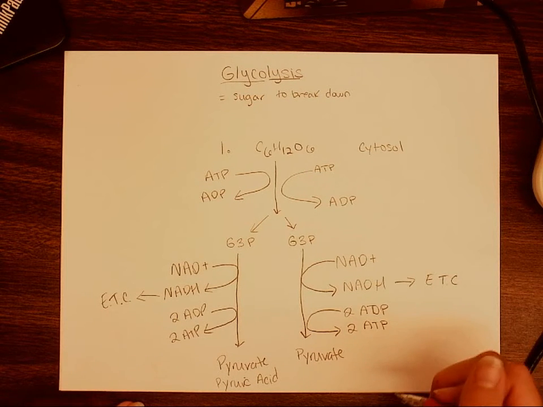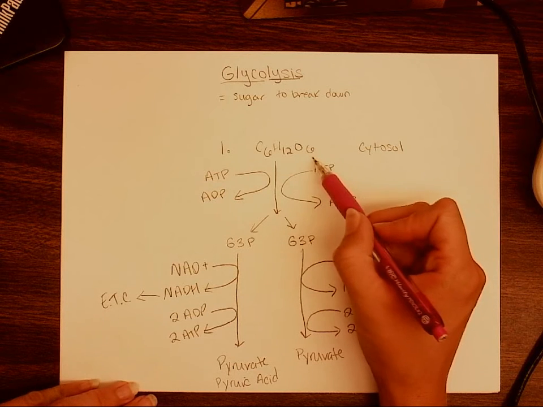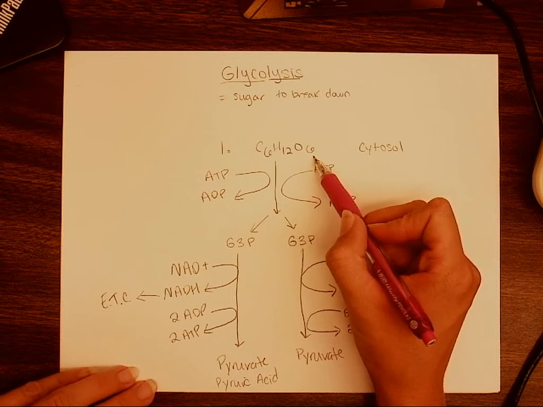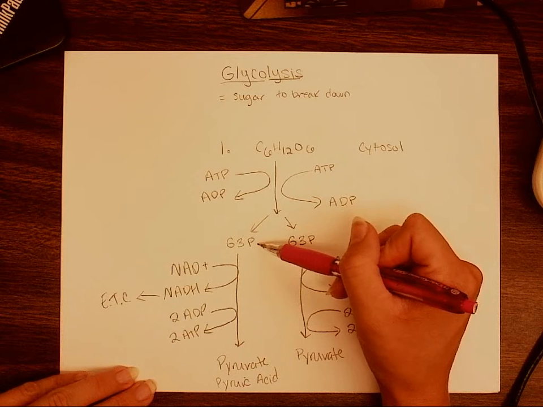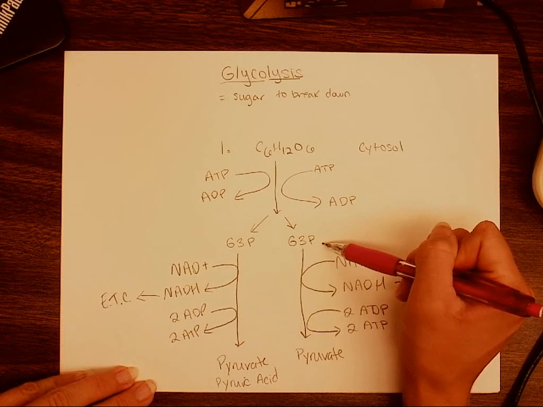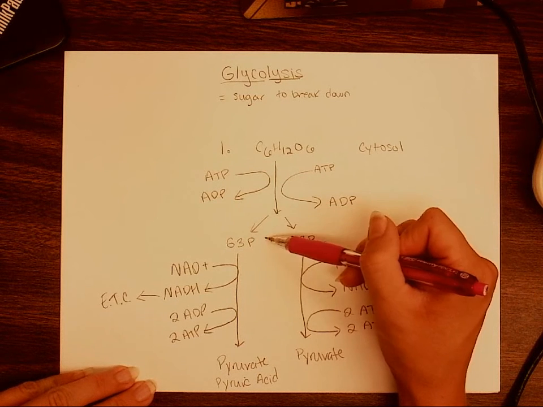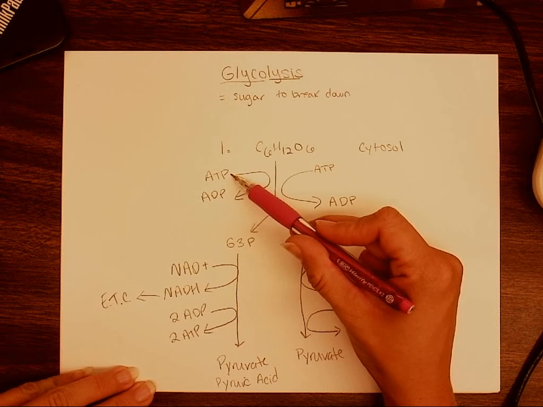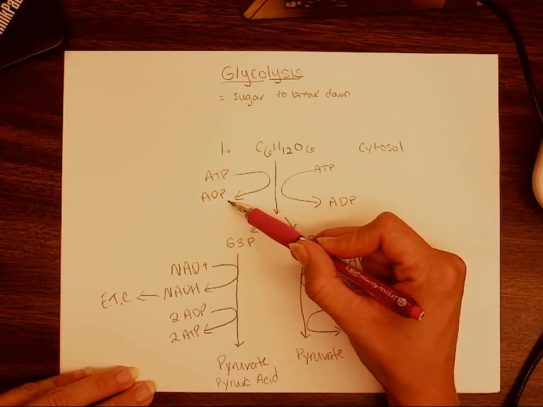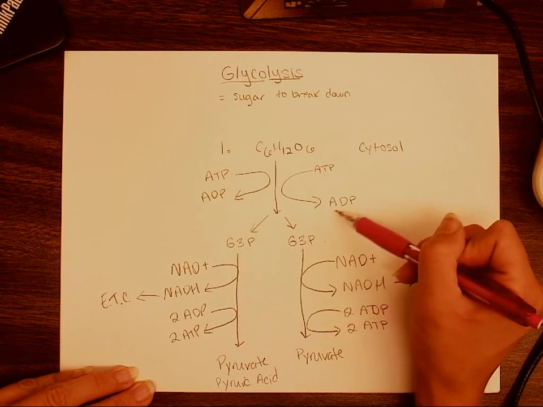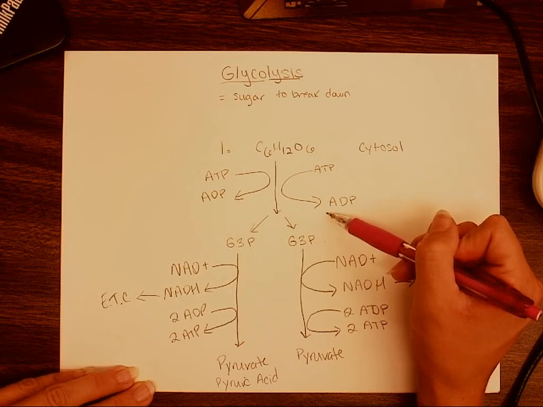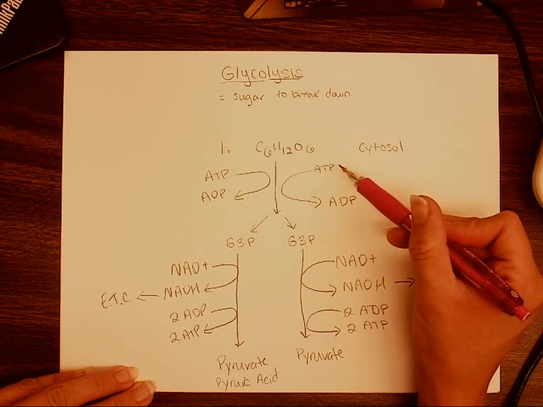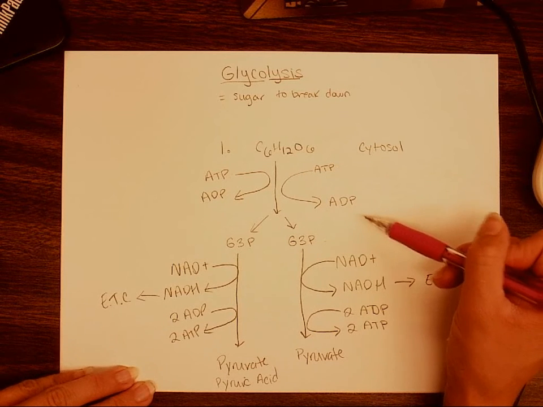So if we just walk through this again, our first step, we have sugar. It's going to be broken down into 2 G3Ps. Process of breaking it down requires some energy to come in. Energy is going to be used, so ATP will turn into ADP. Same thing's going to happen over here. Energy is going to be needed to make this G3P, so ATP turns into ADP.